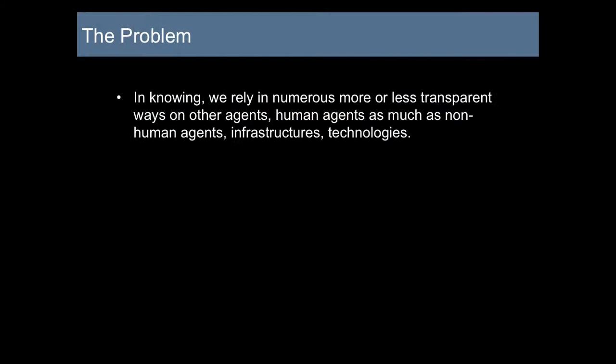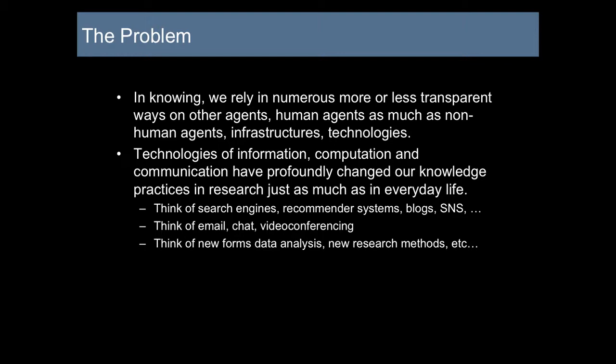So the problem, or the interesting question for me, is that in knowing, we rely in numerous more or less transparent ways on other agents, human agents as much as non-human agents, infrastructures, and technologies. Technologies of information, computation, and communication have profoundly changed our knowledge practices in research just as much as in everyday life. Just remember the examples which I gave on the previous slide, but think also of new forms of data analysis, new research methods, etc., which is particularly vital for web science as a community.